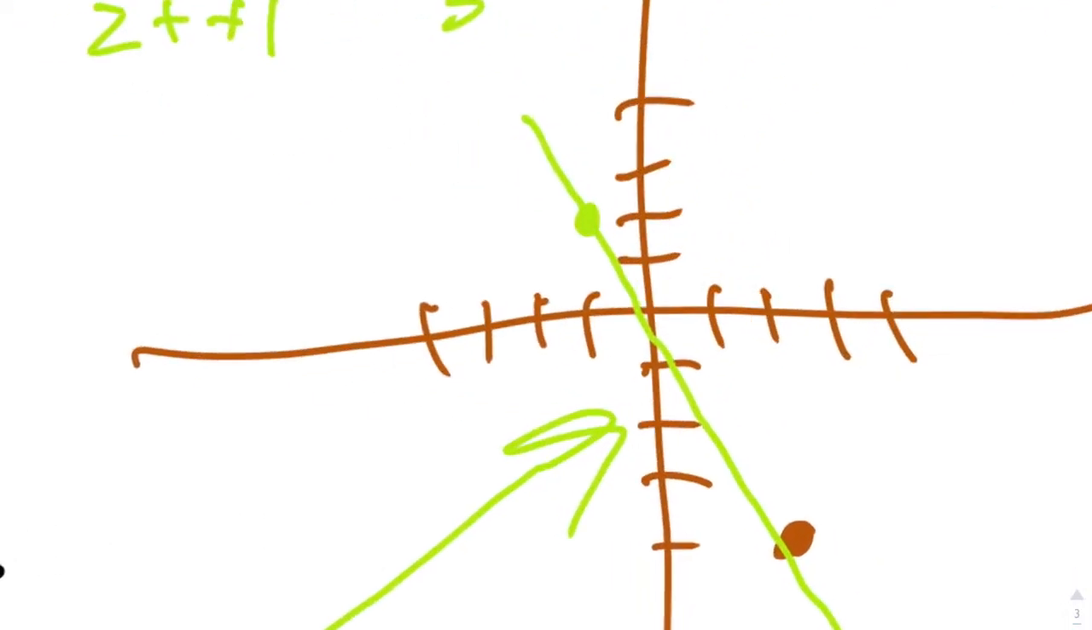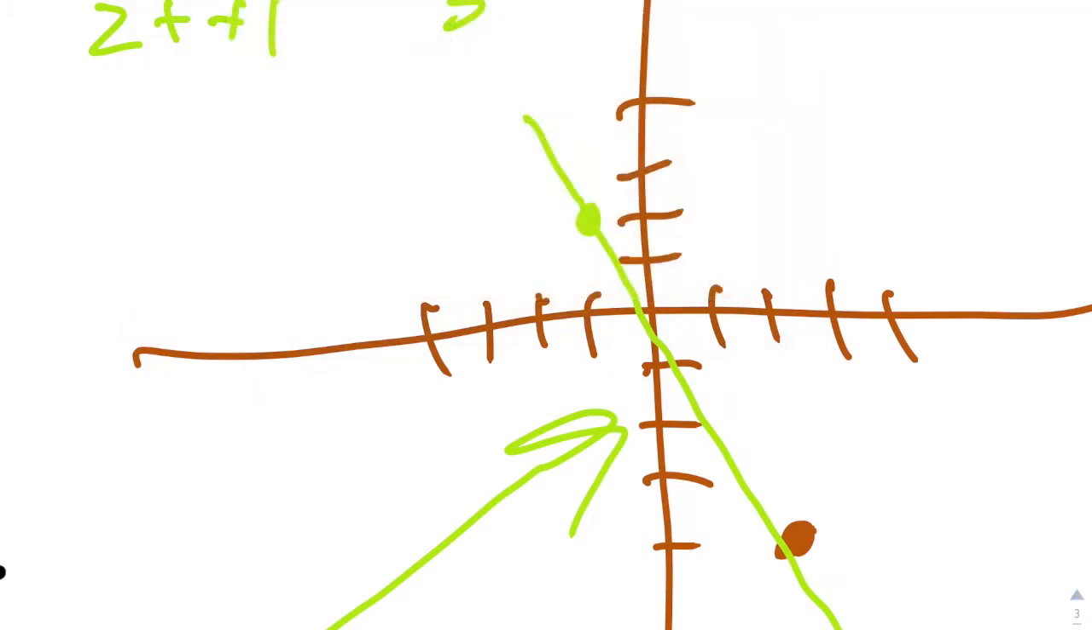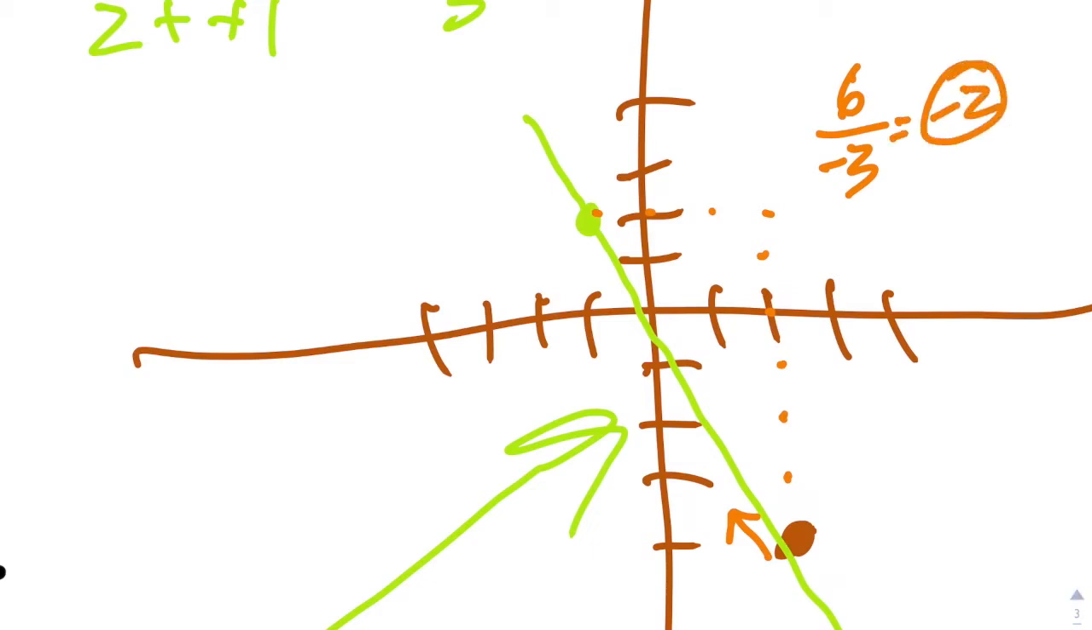Notice you can also calculate slope graphically by doing rise over run. Let's say we're moving from this point to that point. The rise would be 1, 2, 3, 4, 5, 6. The rise is positive 6, and the run, which goes on the bottom, is 1, 2, 3. Negative 3 because we're moving left. The slope is negative 2.